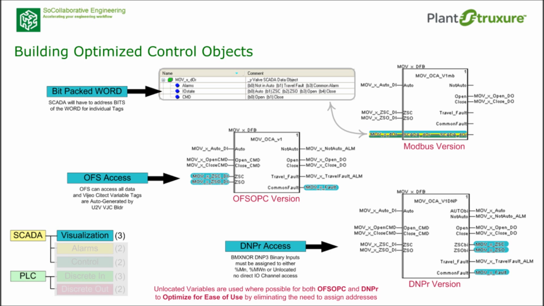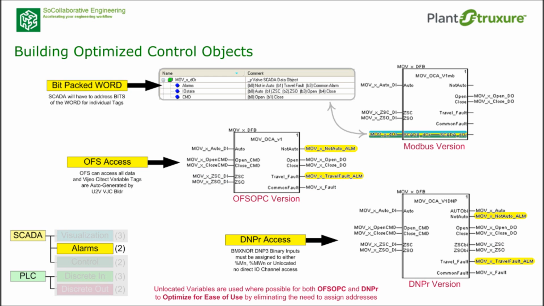BMX NOR DMP3 binary inputs must be assigned to either %M, %MW, or unlocated variables. The BMX NOR does not allow direct I/O channel access, so the I/O state is simply moved from the I/O variables to unlocated variables that are linked to the DMP3 points. Note, unlocated variables are used wherever possible for both OFS OPC and DMPR. This further optimizes ease of use by eliminating the need to assign addresses, and therefore typing.